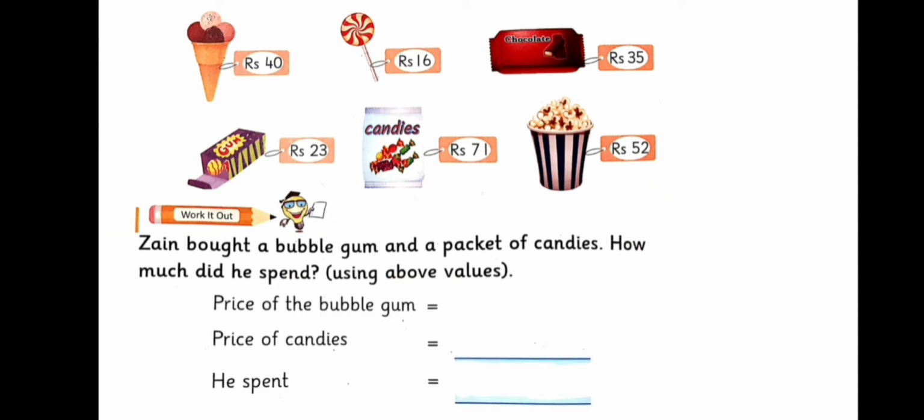First tell me, what is the price of the bubble gum? Very good, its price is 23 rupees. And class 1, can you tell me what is the price of candies? Yes, 71 rupees. Okay, now to find how much money Zen spent on both these things, we add the numbers. 3 plus 1, 4, and 2 plus 7, 9. It means he spent 94 rupees.